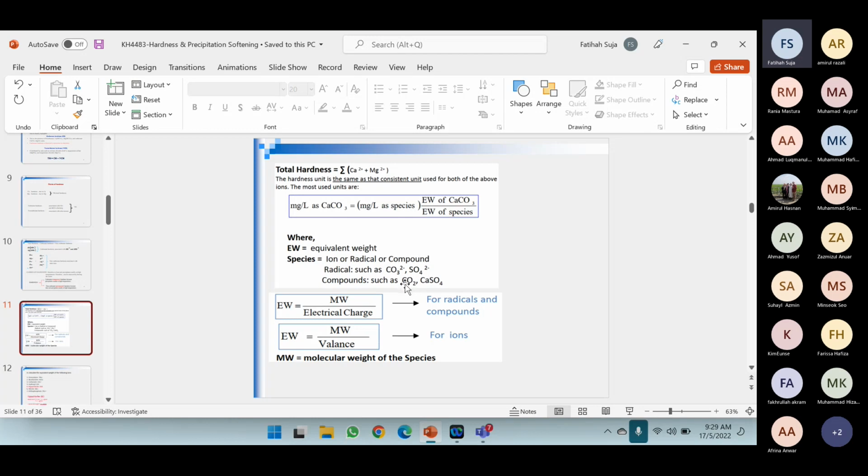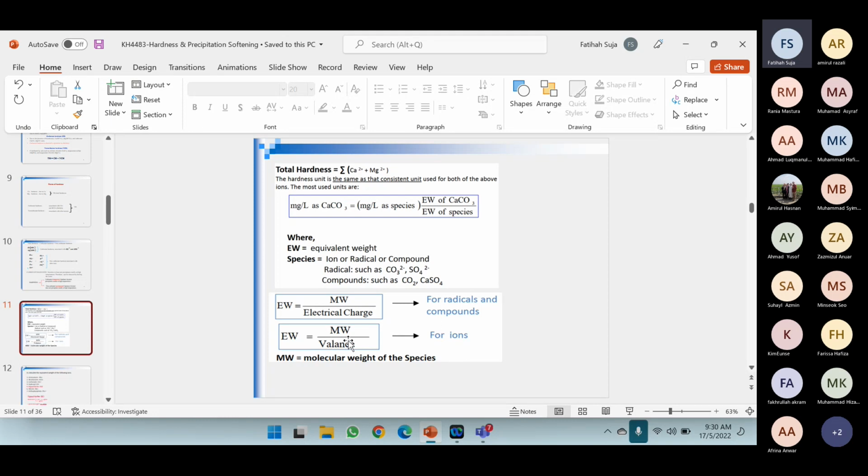CO2, C is 12 carbon, oxygen is 16 times 2. 16 times 2, 32 plus 12, so 44. So carbon dioxide. Okay, so this is the equivalent weight. When you want to calculate equivalent weight, you need to know the molecular weight and also the electrical charge. Okay, so for radical, SO4 2 minus, it's easy for you to see that the electrical charge for this radical is 2, SO4 2, okay? And also for ions, equivalent weight is molecular weight divided by valence.